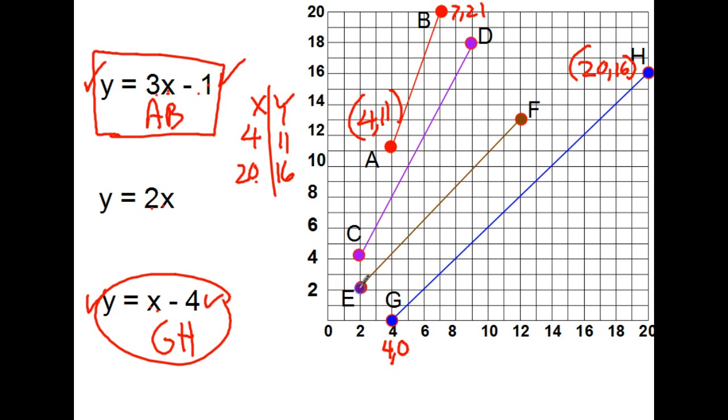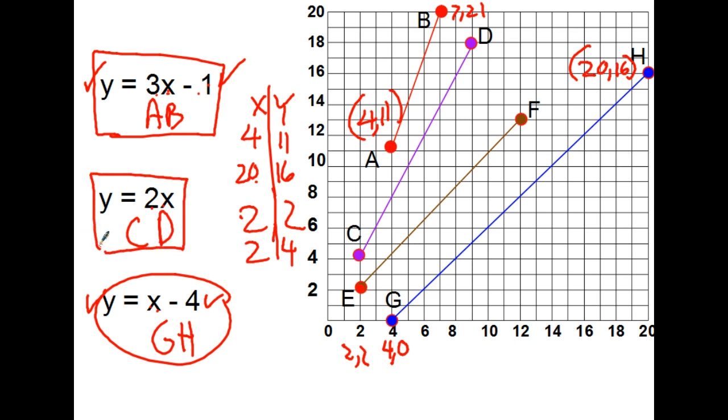I'm just going to take E right here, which is at 2, 2. I put a 2 in. 2 times 2 equals 4. Does not work, so it must be CD. C is at 2, 4. Let's try it out. 2 times 2 equals 4, so C works. Double check to make sure D works. It's at 9, 18. I put a 2 times 9. That does equal 18. So that one is CD.